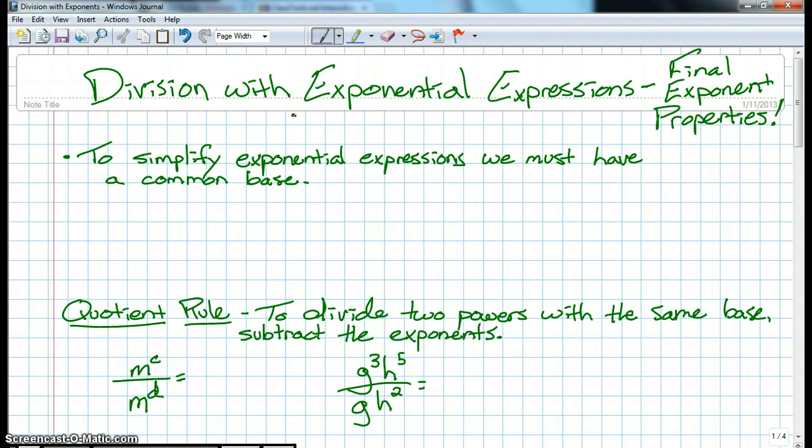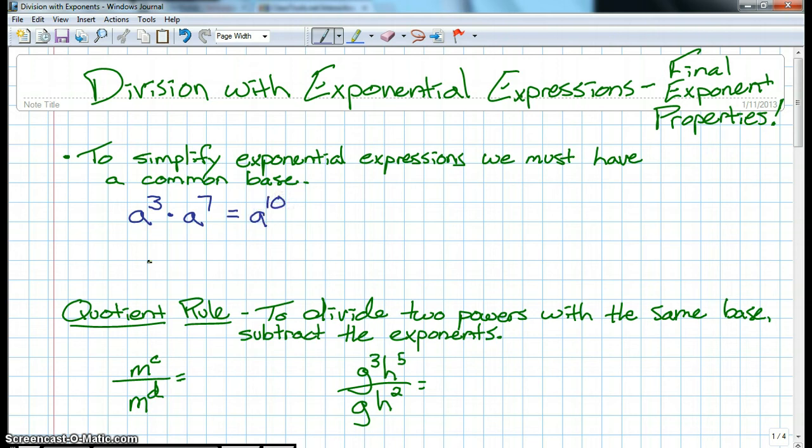Two new properties we need to go over, and we'll get to those in just a little bit. But to simplify an exponential expression, we must have a common base. A common base, meaning like a to the third times a to the seventh. Because both of these have the same base, a base of a, we're able to combine these exponents. A to the third times a to the seventh, of course, is a to the 10.